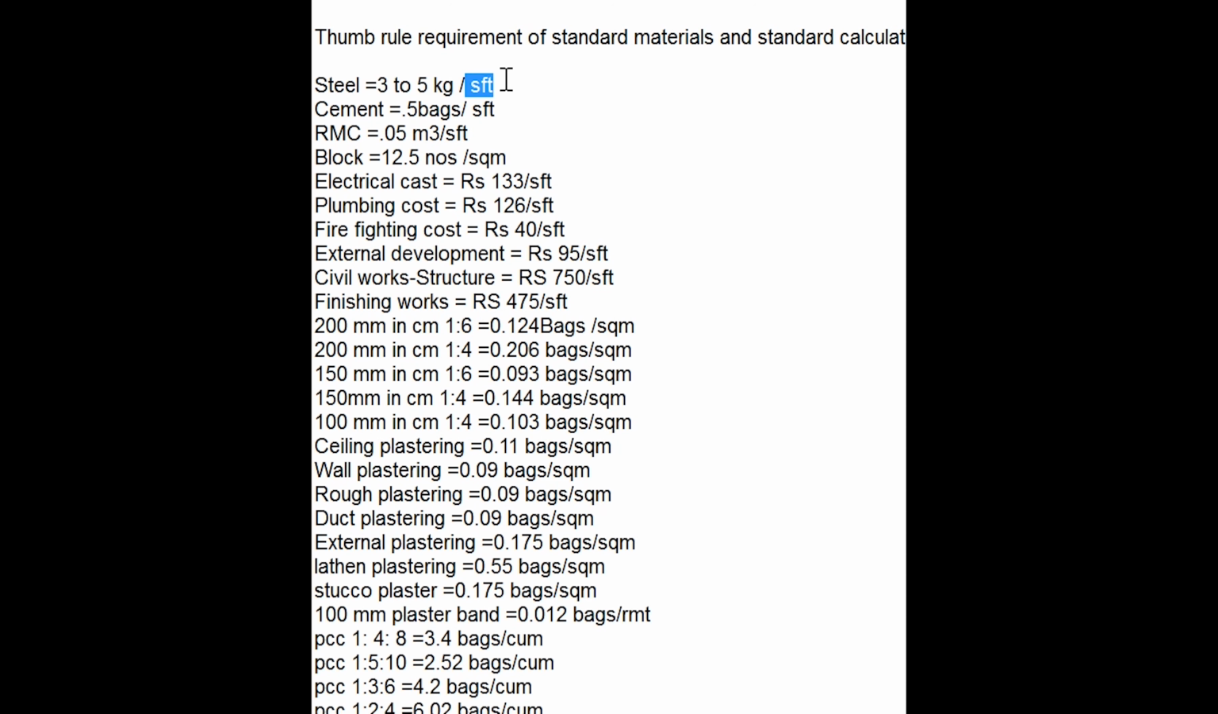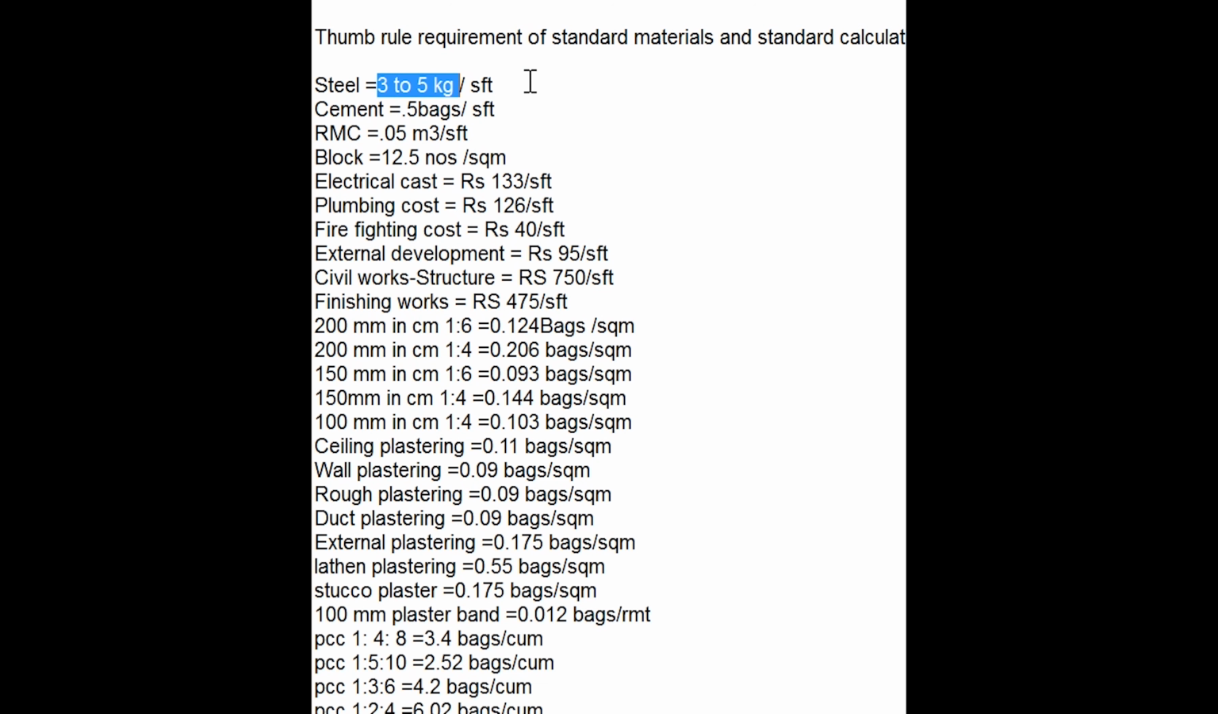Suppose the plot area is 2000 square feet and the construction area allowed on the ground floor is 1500 square feet, and on the first floor it is 1500 square feet, then the total is 3000 square feet of construction area in the building. So the built up area of the building will be 3000 square feet. Average steel in the building will be suppose 4 kg per square feet. So 3000 into 4 will be 12,000 kg of steel, that will be 12 ton of steel in that particular building.